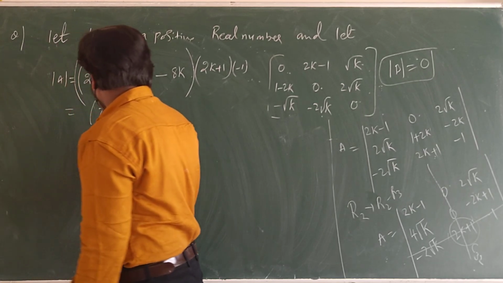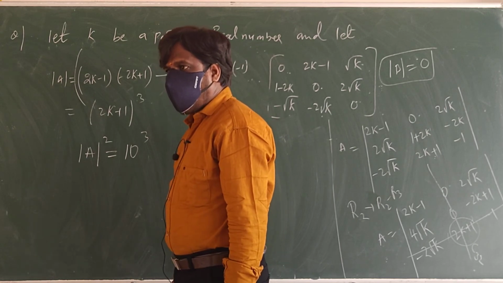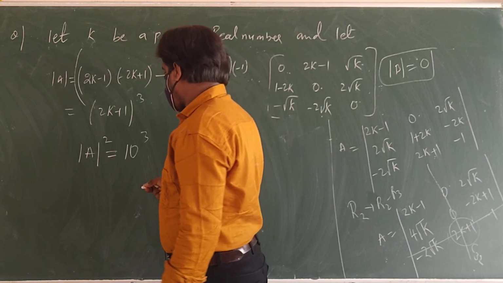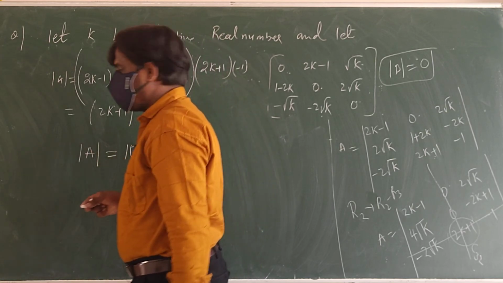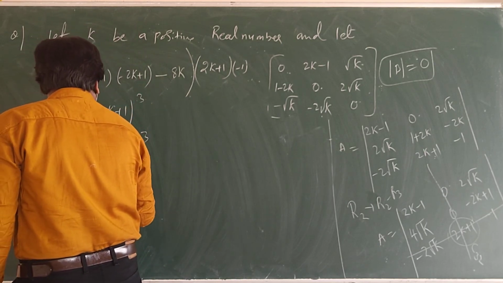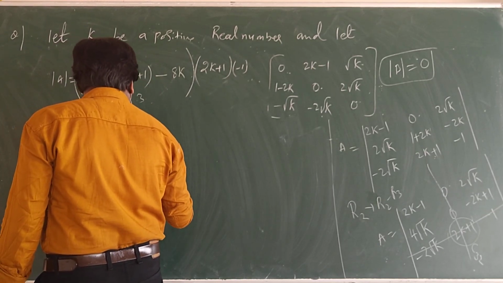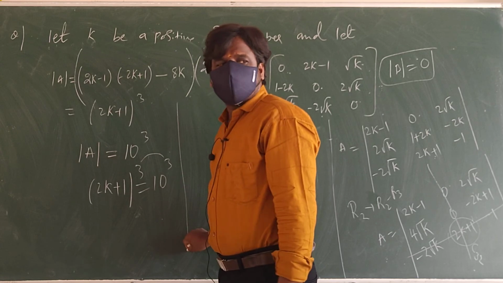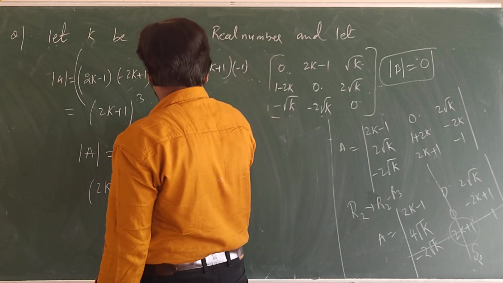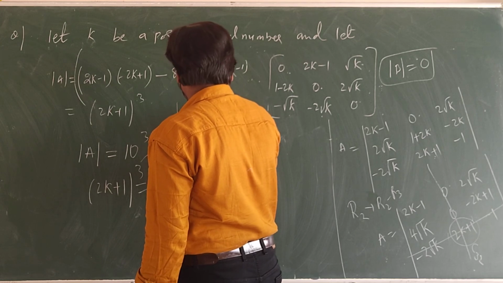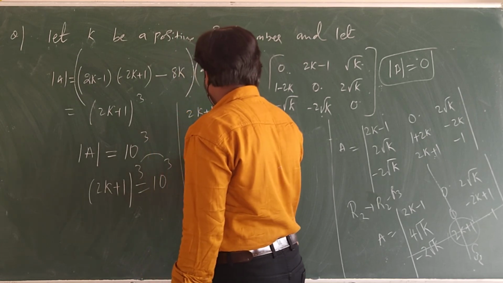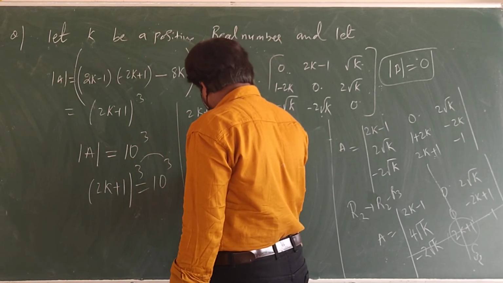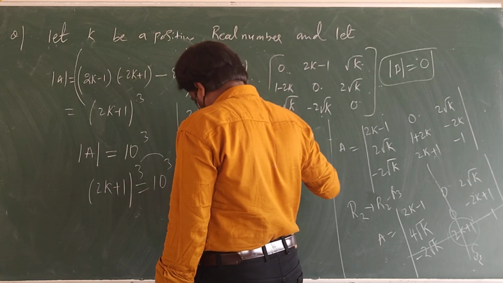So actually we got the equation is determinant of A square equal to 10 cube, right? Determinant of A square equal to 10 cube. Okay, determinant of A is 10 cube, so this will be 2k plus 1 whole cube is equal to 10 cube. So 3 same powers are equated, the bases will be equated, powers are equal, so 2k plus 1 equal to 10, 2k is equal to 9, k equal to 4.5. But it is asking greatest integer of 4.5, is how much? 4. Answer is 4.